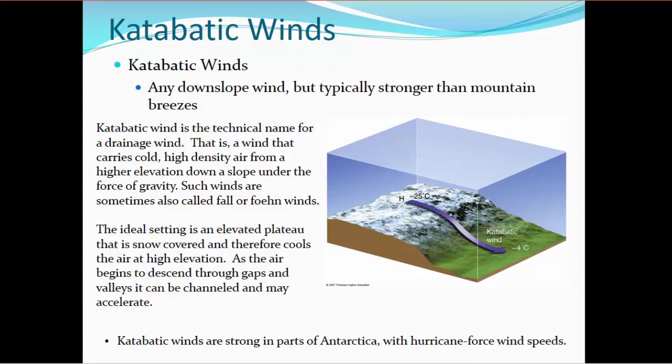referring to gravity again. So the ideal setting, as you can see in the illustration, is an elevated plateau that's snow-covered and therefore cools the air at high elevation. As the air begins to descend through the gaps and the valleys at the top of the plateau, it can be channeled and can actually accelerate under the force of gravity. And these katabatic winds can be quite strong. As a matter of fact, in Antarctica, they can reach hurricane force wind speeds.